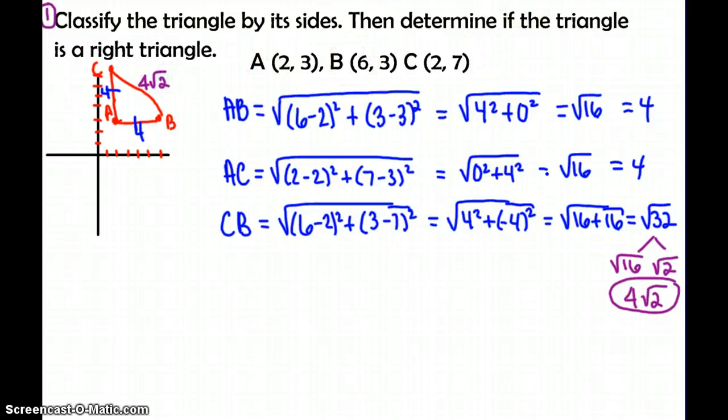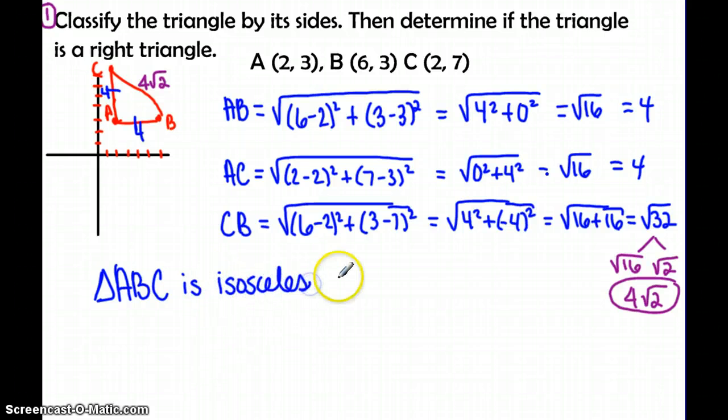So it's not an equilateral triangle, but we can say that triangle ABC is isosceles. And remember, when you're doing the distance formula, it doesn't matter which point you make your x1 and your y1, or your x2 and your y2, just as long as you're being consistent within the formula. So we've answered the first part of this question.